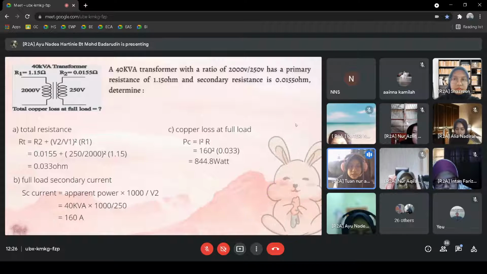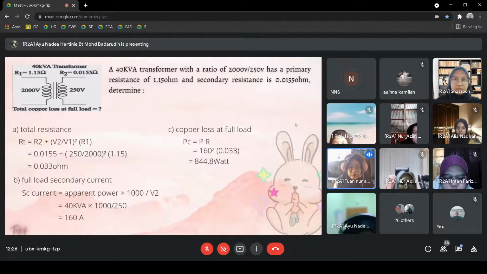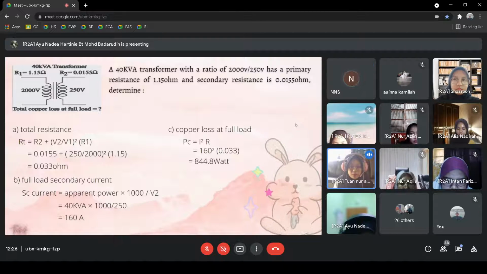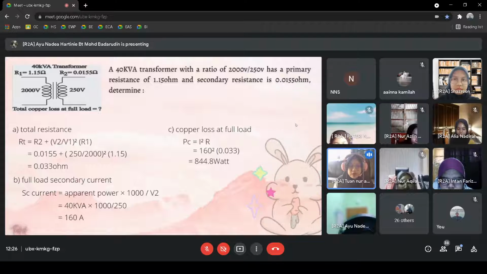The second question is to find the full load secondary current. To find it, what we need is the apparent power multiplied by 1000 and divided by V2. In this question, the apparent power is 40 kilovolt-amperes and V2 is 250. So the answer for the full load secondary current is 160 amperes.